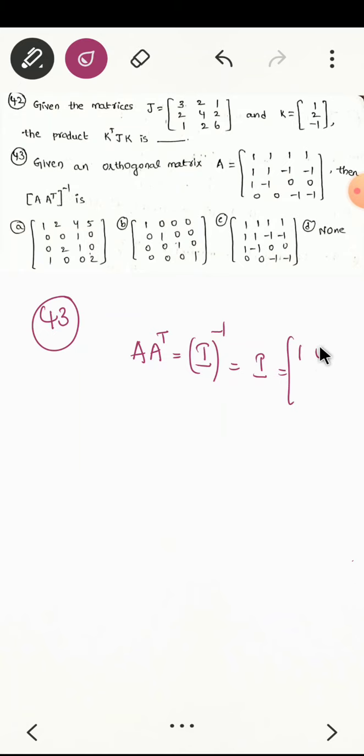So which option has I? I means 1 0 0 0, 0 1 0 0, 0 0 1 0, 0 0 0 1. Which option looks like this? Option B. So option B is correct.